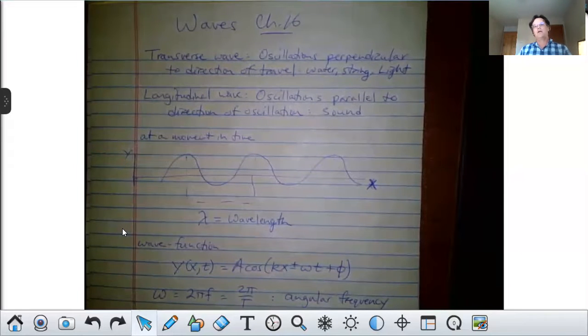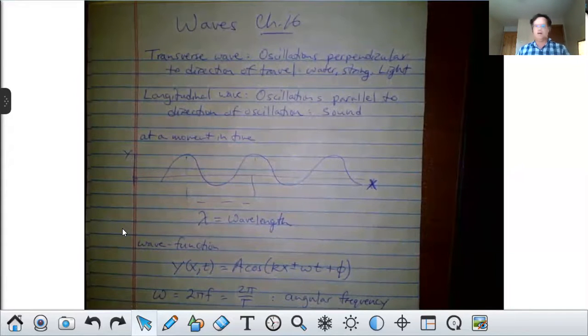So we want to give a mathematical description of a wave. It's going to look similar to a mass on a spring because there is that oscillation, for example, of the boat up and down. It's going to look like a cosine, if we want to describe a simple wave, with an angular frequency, a frequency.